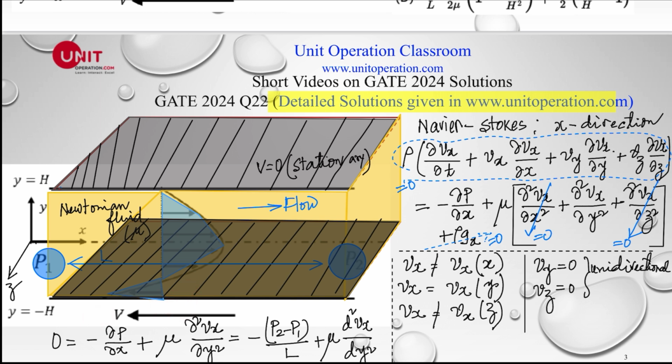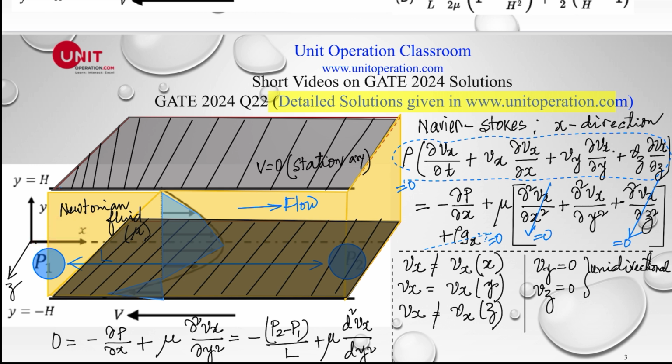Vx is a function of y, but Vx is not a function of z. That means in this direction we assume there is no variation of the velocity. Whatever the velocity is here, it is the same everywhere. Vy is equal to 0, which means in this direction the fluid is not moving. The fluid is moving only in one direction, unidirectional. And in this direction also there is no flow, so Vz is also equal to 0.